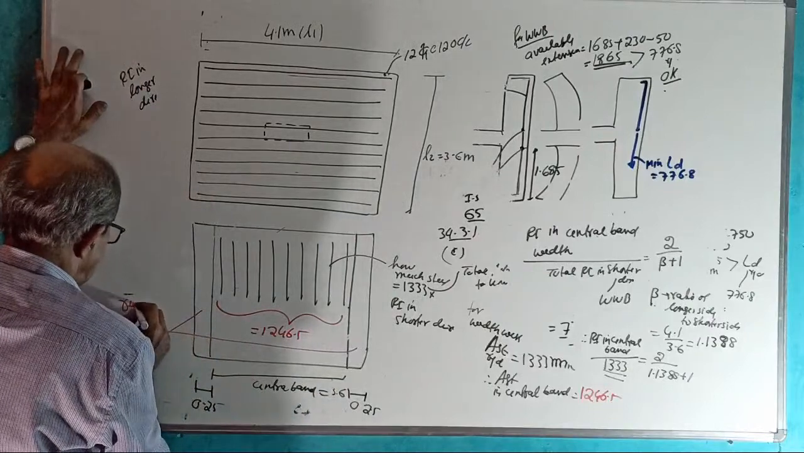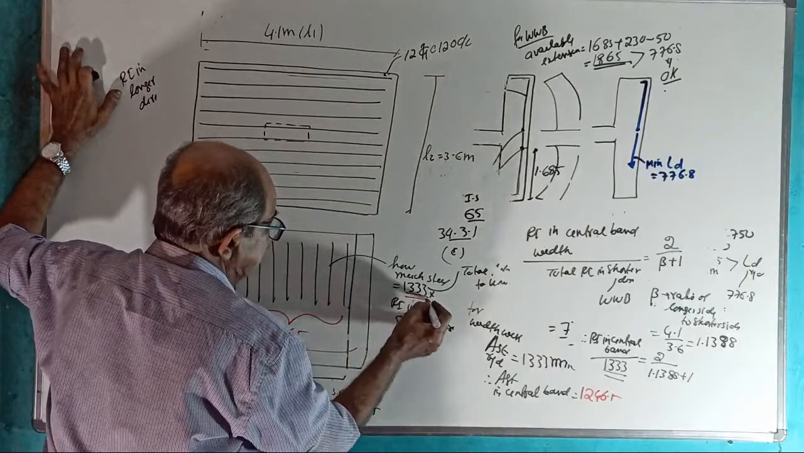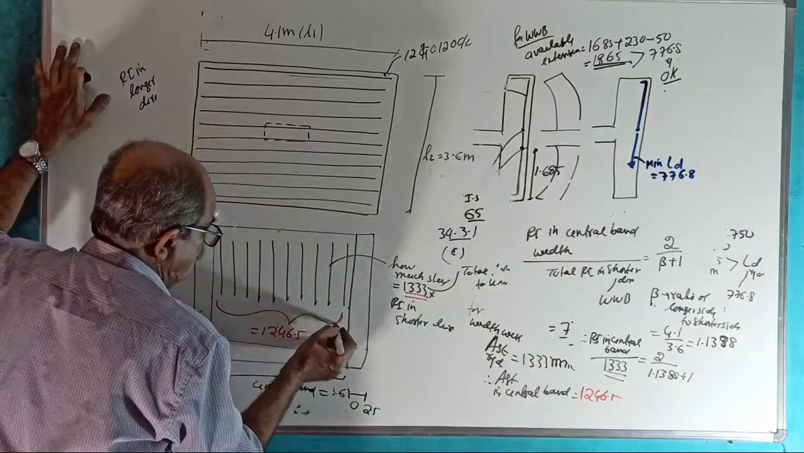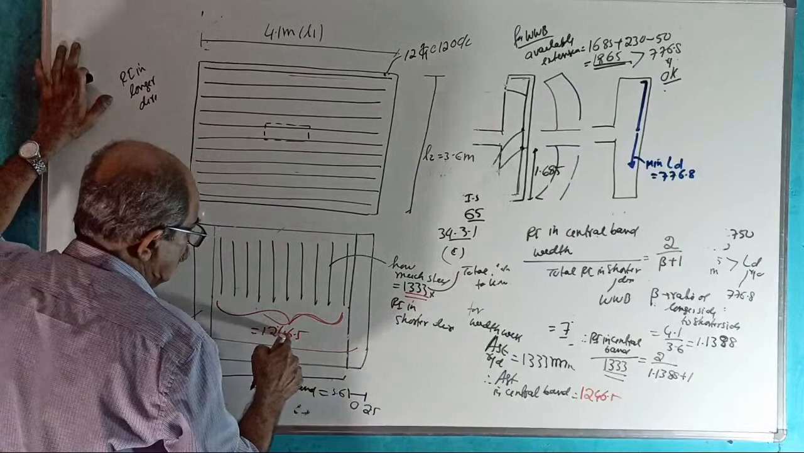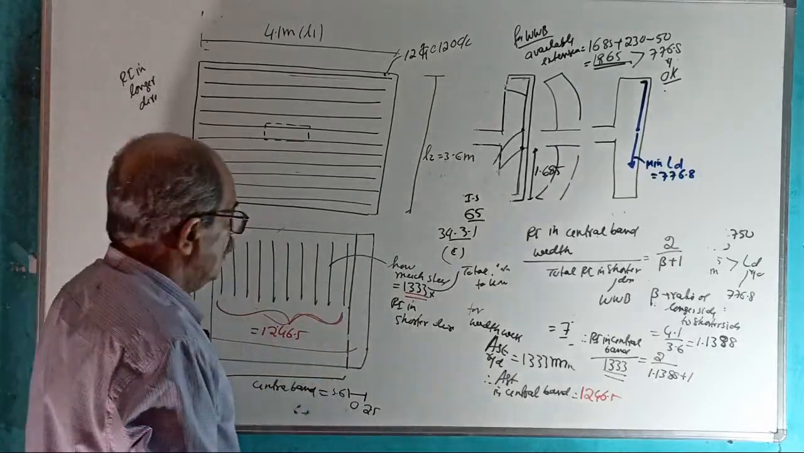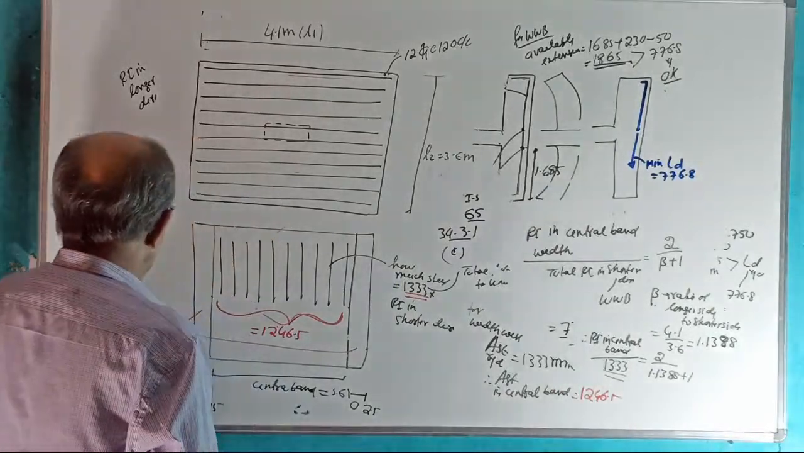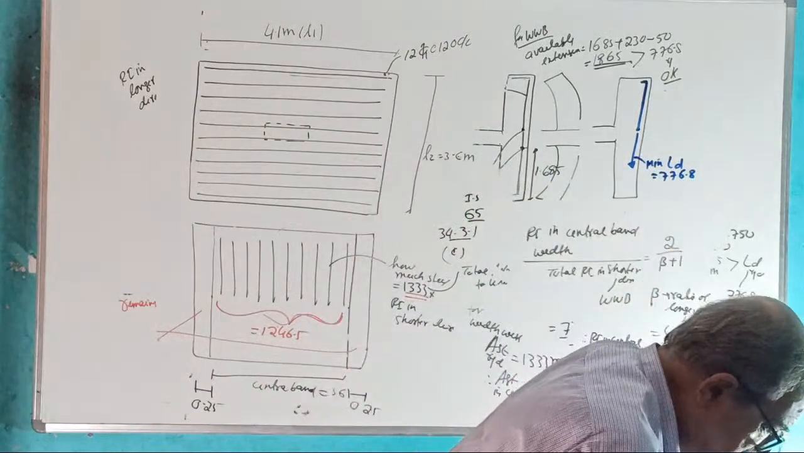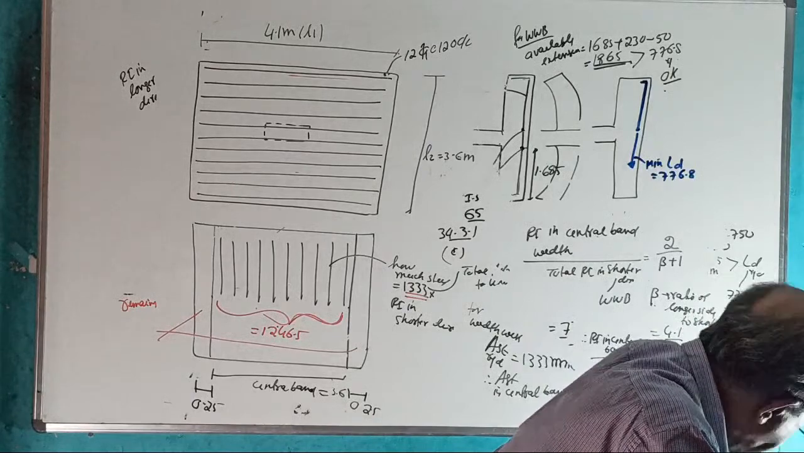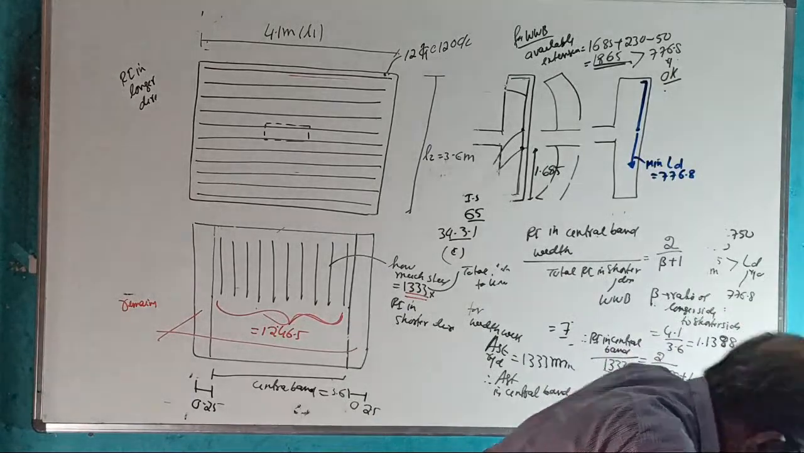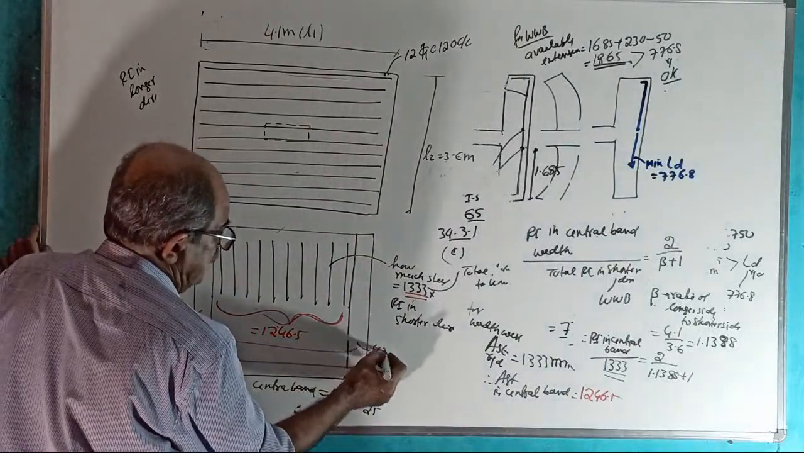Tell me, what is the remaining steel? Out of 1333, 1246.5 should be here. Remaining is 1333 minus 1246.5, divided by 2. Remaining steel, how much? Very small. Divided by 2 for either side, it is 43.2 mm square here and 43.2 mm square here. Distribute.